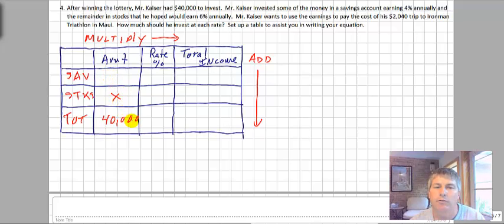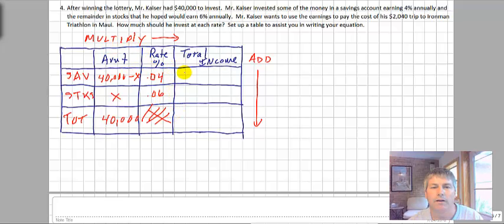So if we put $1 in stocks, that would be $39,999. Or if we put $10,000 in stocks, well, 40 minus 10 is 30. So if we put X amount in stocks, the amount in savings is 40,000 minus X. It's whatever's left over. Okay? The savings rate is 4%. The stocks rate is 6%. We aren't going to have an overall rate. We're not going to use that particular cell.